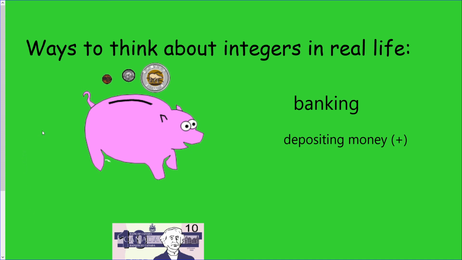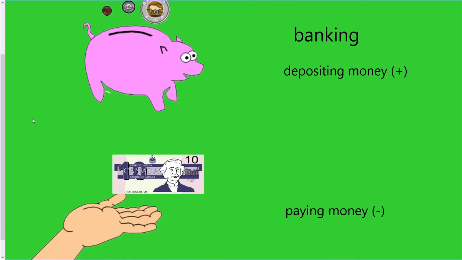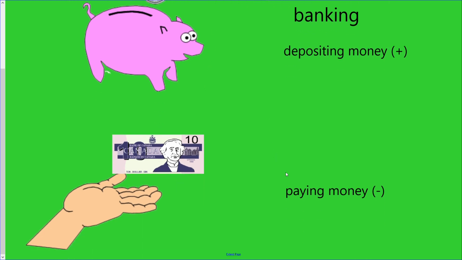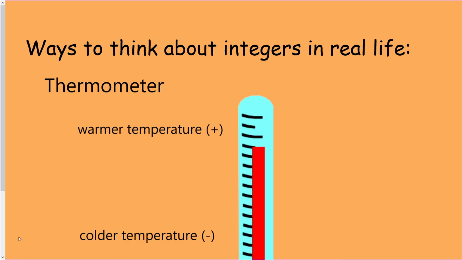Okay, another one is banking. If you're depositing money, you're adding to what's in the savings. If you're paying money, you're subtracting what's in the savings. Or if you owe money to somebody, you might say you have negative money because you owe that money to somebody else. You might say you have negative $10 if you owed somebody $10.